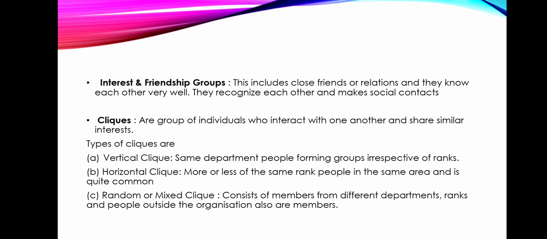Second type of informal group is cliques. They are a group of individuals who interact with one another and share similar interests. There are different types of cliques also. First one is vertical clique: same department people forming groups irrespective of ranks. Second is horizontal clique: more or less the same rank people in the same area, and it is quite common. Third one, random or mixed clique. It consists of members from different departments, ranks, and people outside the organization are also members of a random or mixed clique.